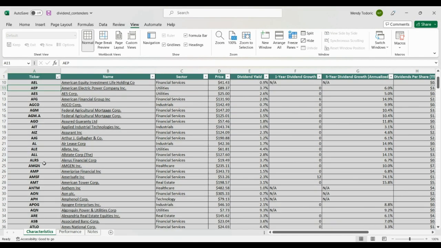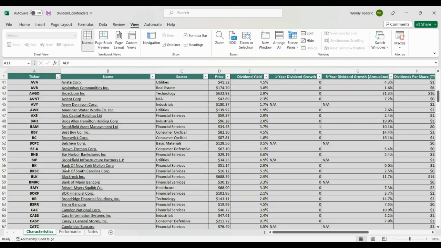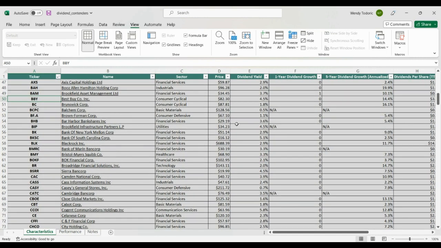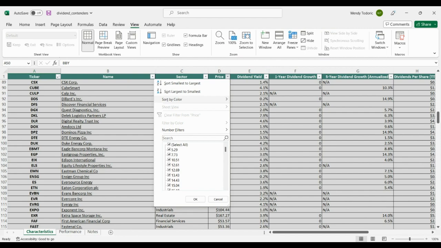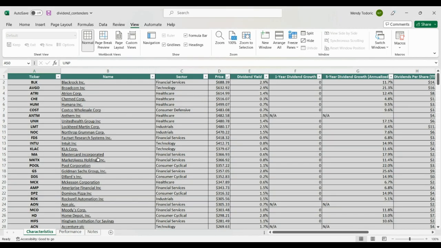You can take a look here. Scroll down, you'll see Best Buy, something you're familiar with. So there's the symbol, Best Buy. You can go down. You can see Domino's Pizza here. You can sort it by stock price, so largest to smallest.